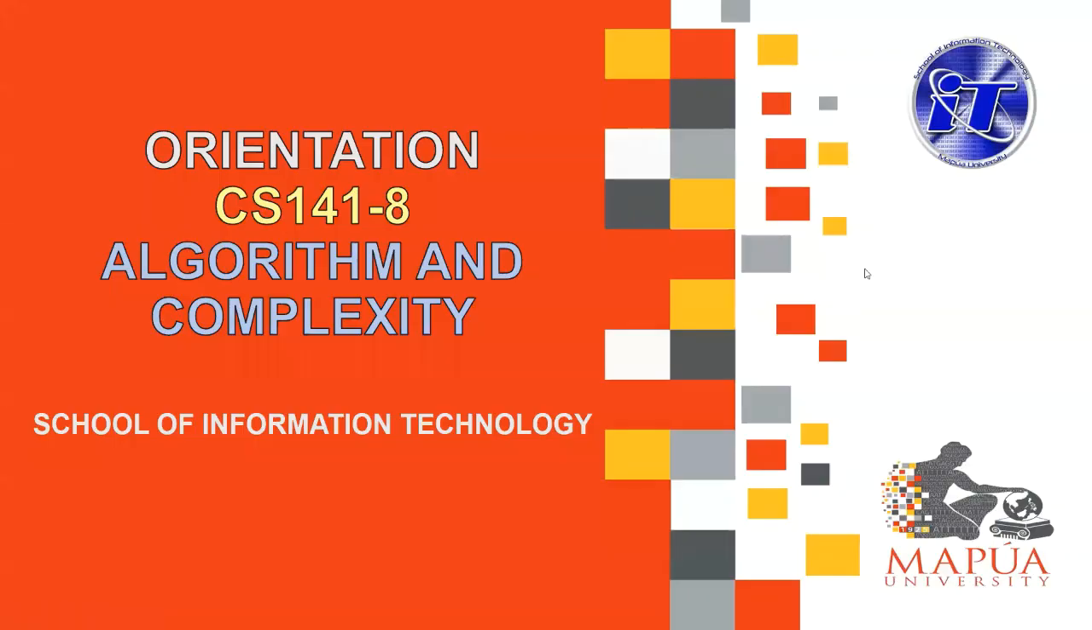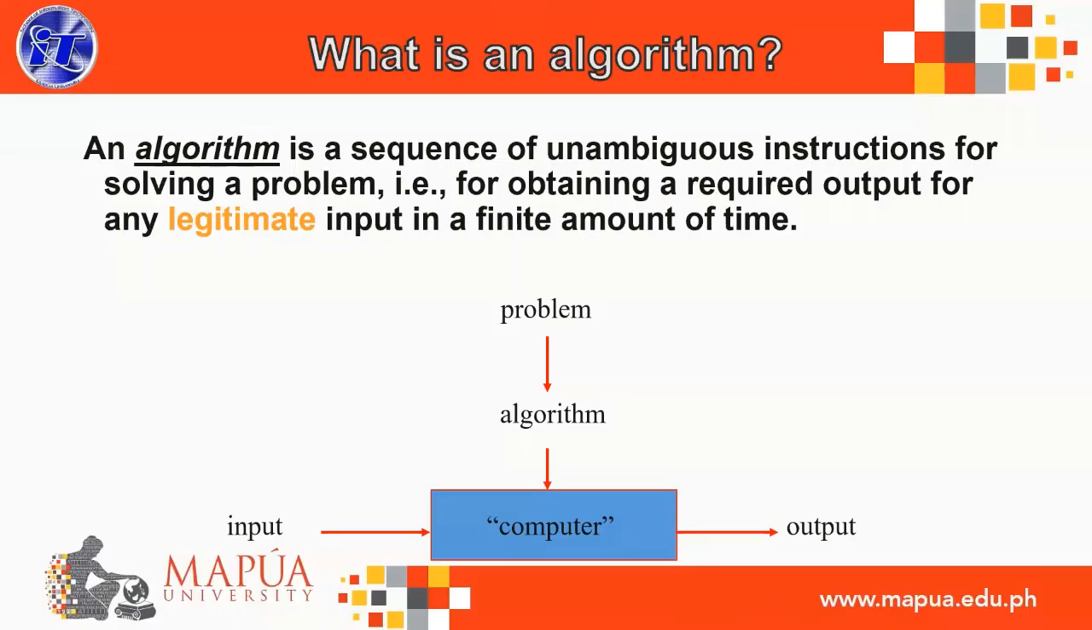In this video lecture, we're going to discuss our first lecture, Introduction to Algorithm and Complexity. What is an algorithm? An algorithm is a sequence of unambiguous instructions for solving a problem, for obtaining a required output for any legitimate input in a finite amount of time. So basically, an algorithm is the steps or procedures that transform our input to output in a specific time.